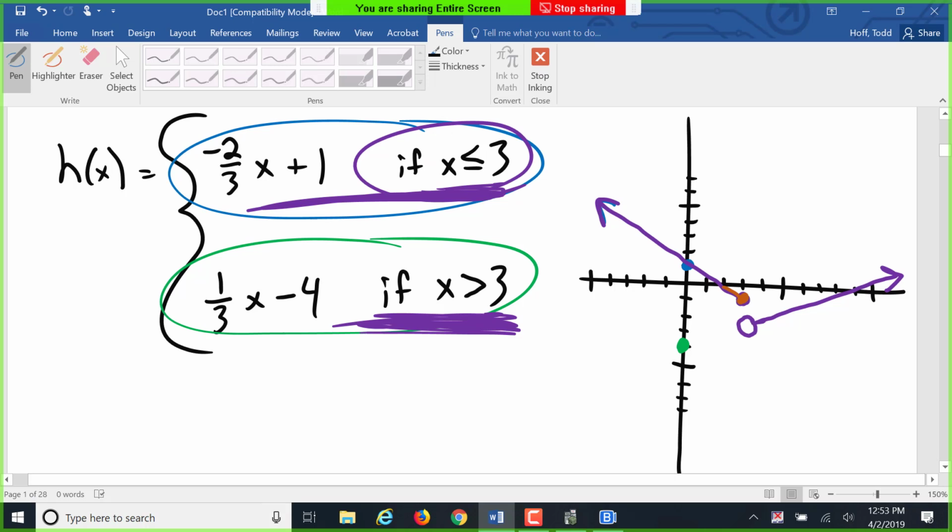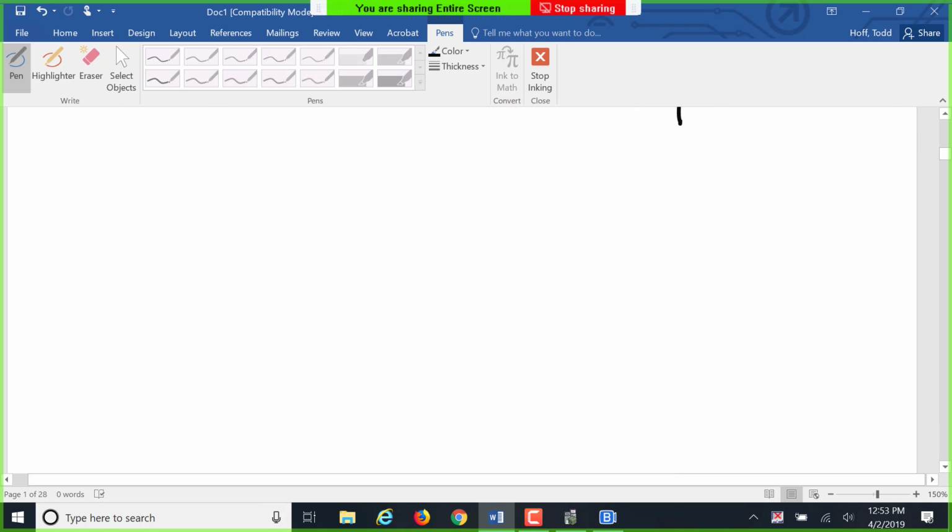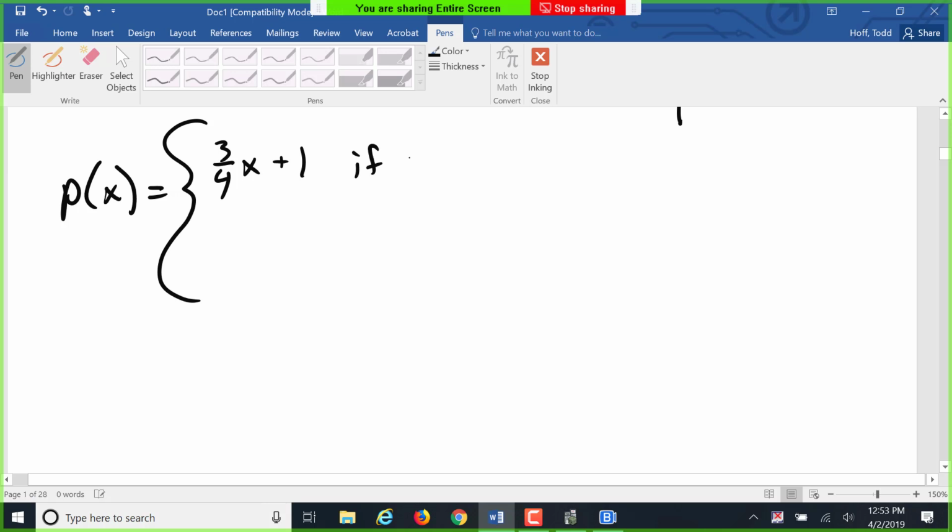Any questions there? I'm going to have you graph one piecewise function here. So P of x is equal to three-fourths x plus 1 if x is less than 2, negative 1/2 x plus 5 if x is greater than or equal to 2. I'll give you a minute to graph that, and then we'll take a look at it.